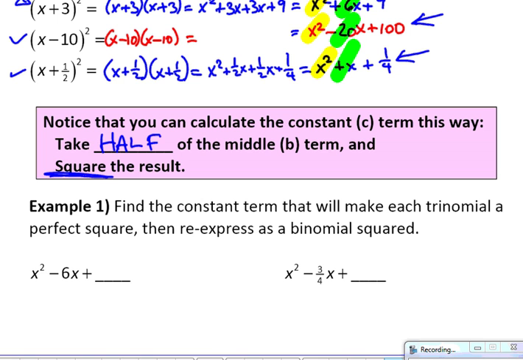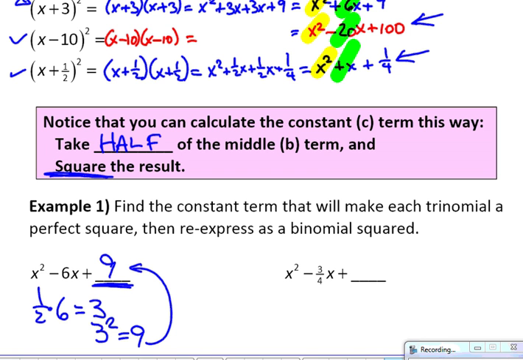So here we go. Here's just some practice doing that. For this one, I'm going to find that last constant term right there by doing what I just said. So I'm going to take half of 6, which is 3, and then I'm going to take that 3 and square it and get 9 and put that in this spot right there. So 9 would complete the square.